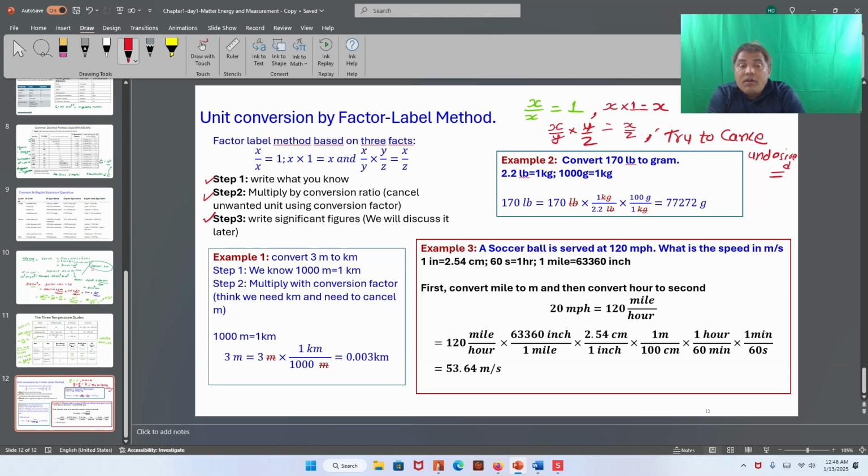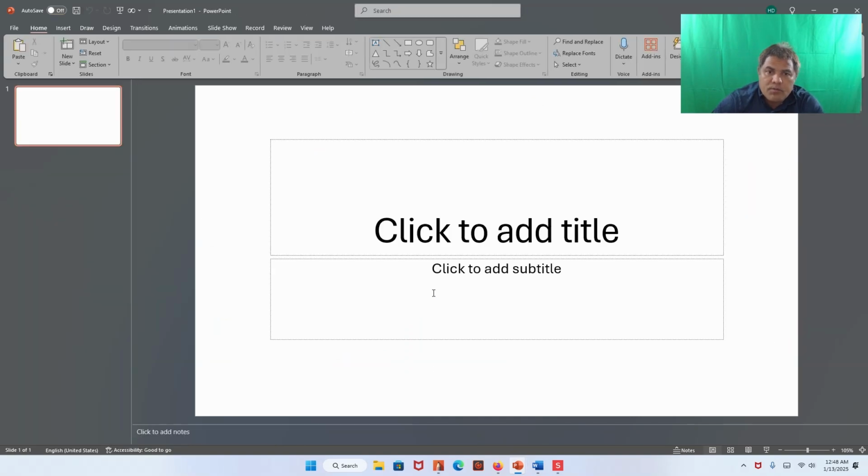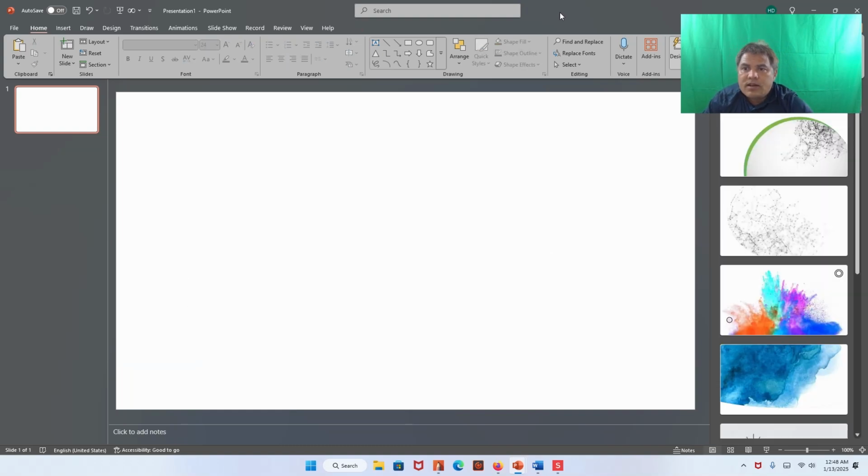Okay, so after that, you will multiply the conversion ratio, or this is equivalent to canceling the unwanted unit using the conversion factor. Okay, and third is writing in the significant figures, and we will learn the significant figures next day, not today. Today this is fine. Now let's see how to solve these examples. We will do the examples, and I think that will help you. Okay, now let's go to the example and see how it works.